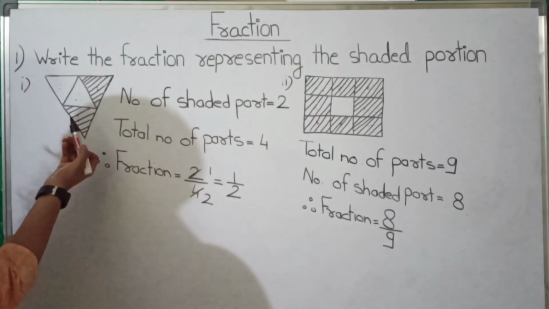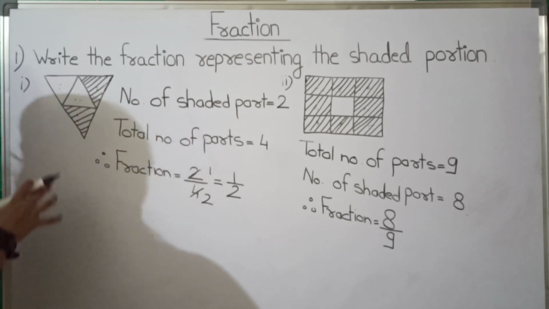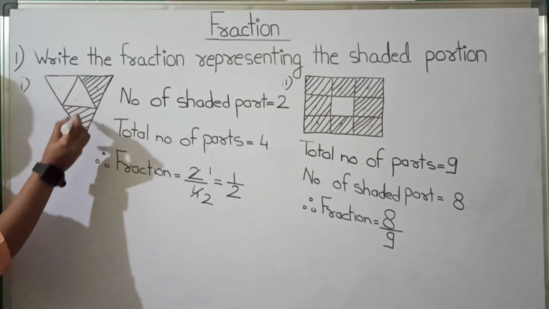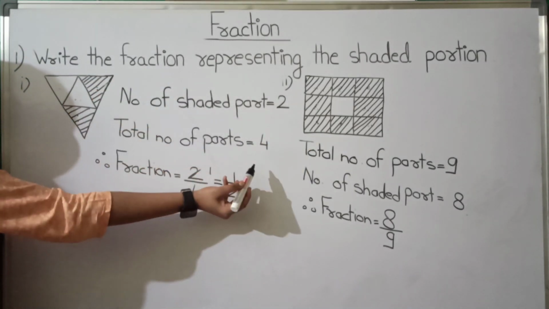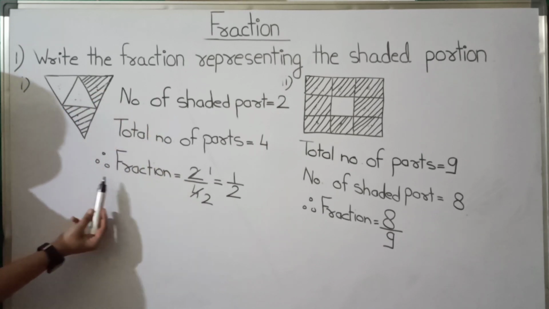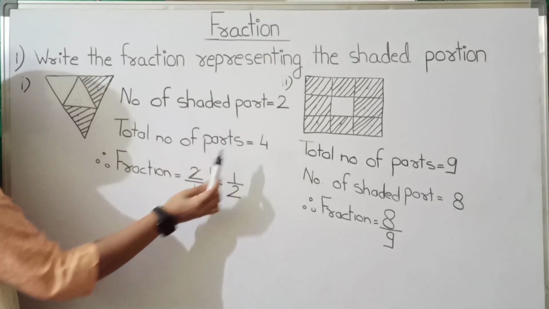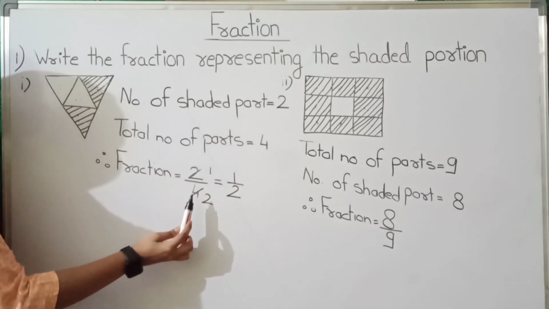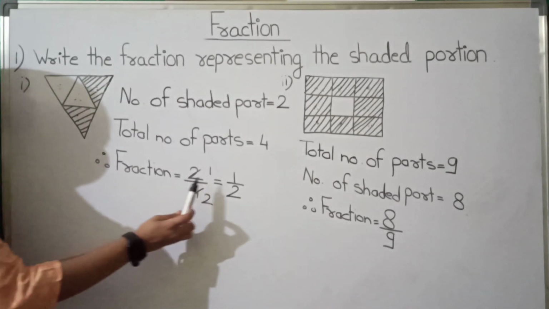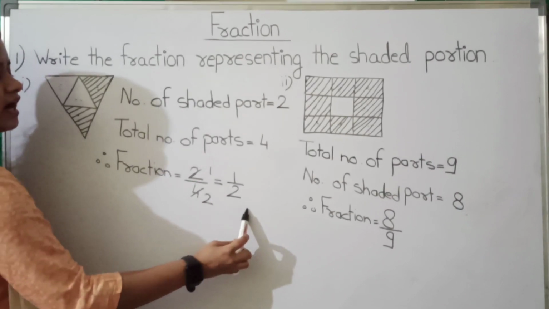In the first question, what we have done, a triangle was given. फर्स्ट क्वेश्चन में क्या था? एक triangle हमें दिया हुआ था जिसमें number of shaded parts कितने थे? 2 थे. 1 and 2. Total number of parts कितने थे इस triangle में? 1, 2, 3 and 4. So therefore fraction will be number of shaded parts divided by total number of parts. Shaded parts 2 थे, divided by total number of parts, that is 4. 2 by 4 can be simplified by 2. So 2 1s are 2, 2 2s are 4. So fraction will be 1 divided by 2 is our answer.